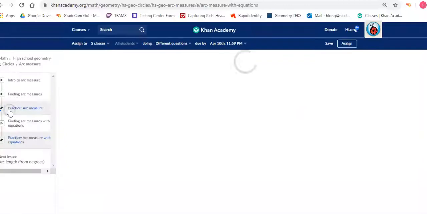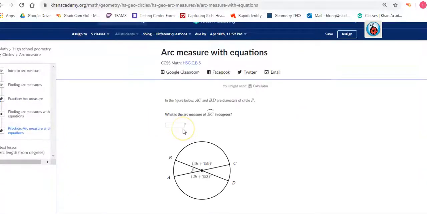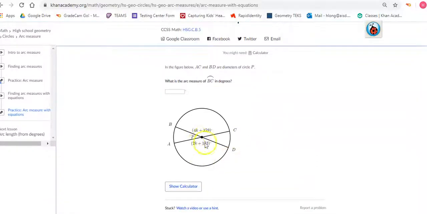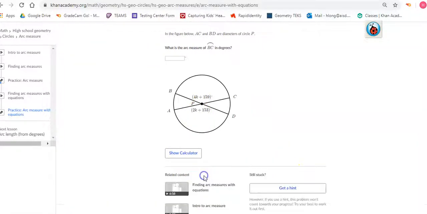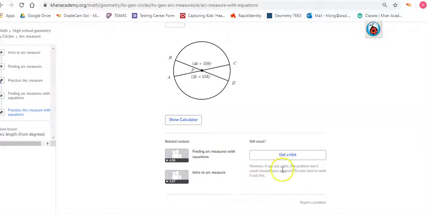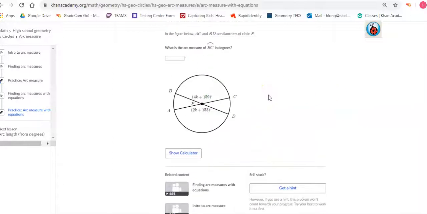The next one you're going to do is arc measures with equations. Here we have the x, or the variable, shown in. Again, if this is confusing to you, you click watch a video or you use a hint. If you use a hint, it counts the problem as wrong. So anytime you're doing the work on your own, you get full credit for it. If you're using the hints to help you through it, just know you won't get credit for that problem.